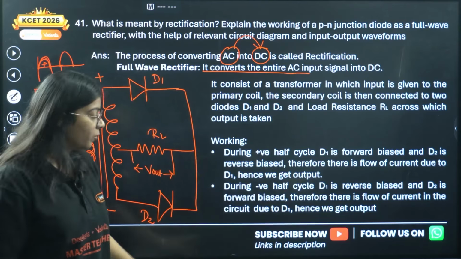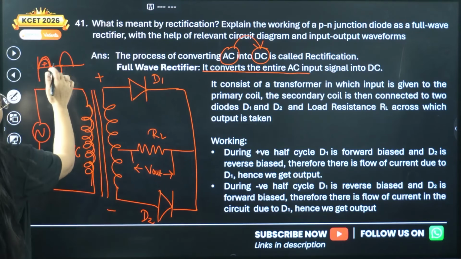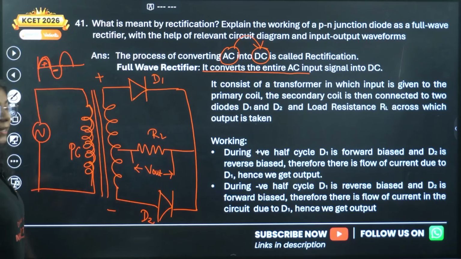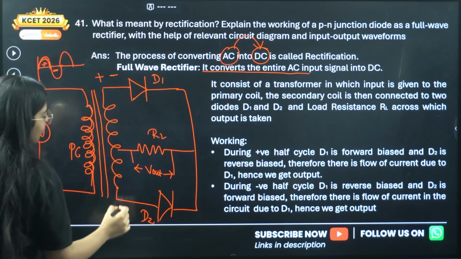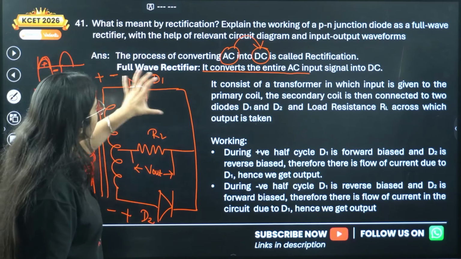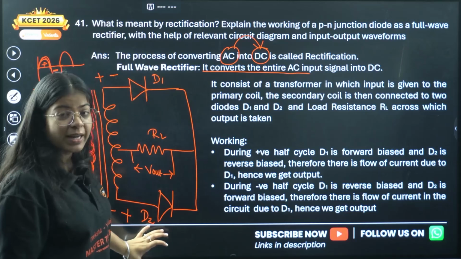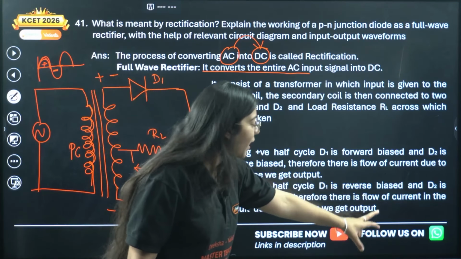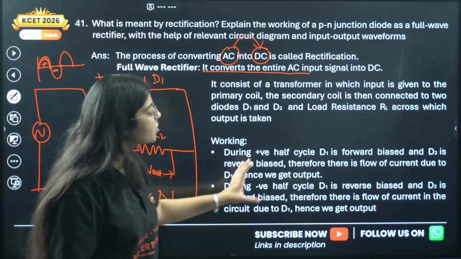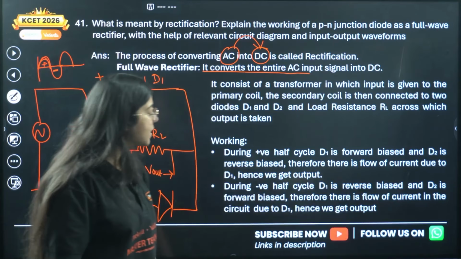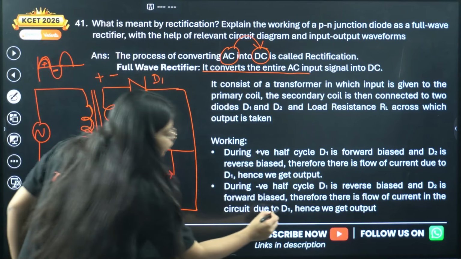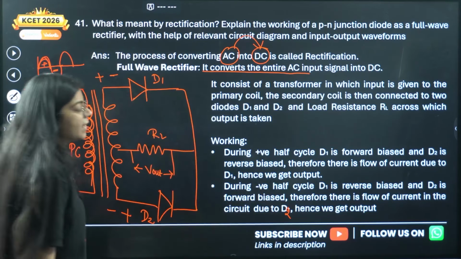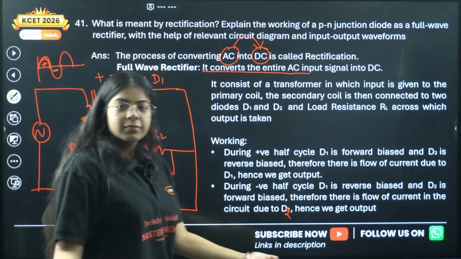If we switch the cycle, during the negative cycle, this will be negative, this will be positive, D1 will get reverse biased, D2 will get forward biased. During the negative cycle, D1 is reverse biased and D2 is forward biased. Therefore, there is a flow of current in the circuit due to D2, hence we get the output. That's it.